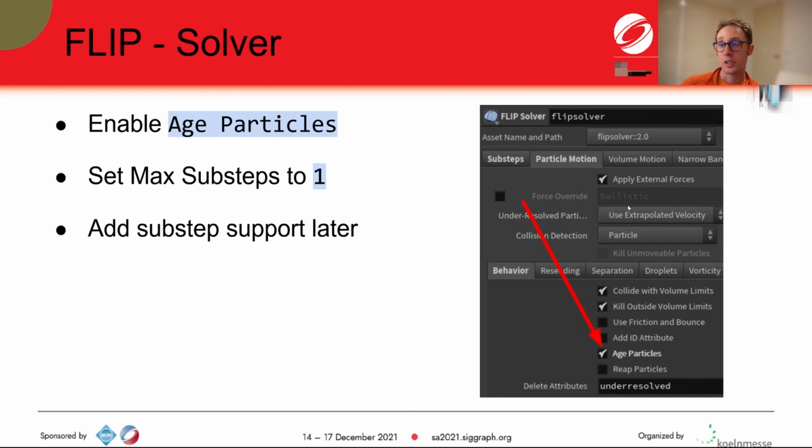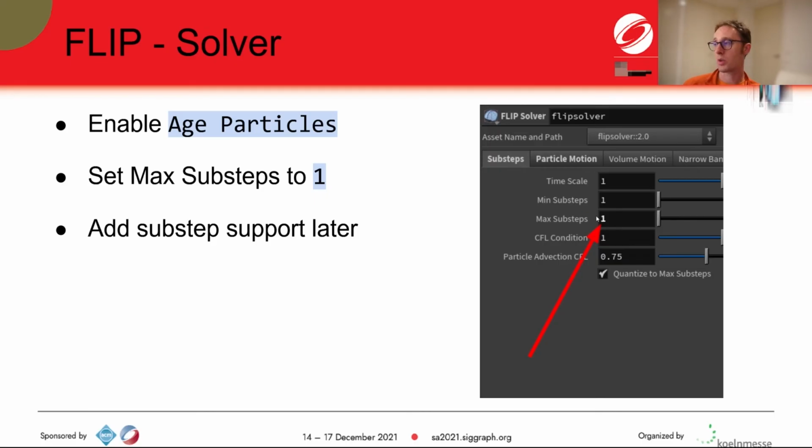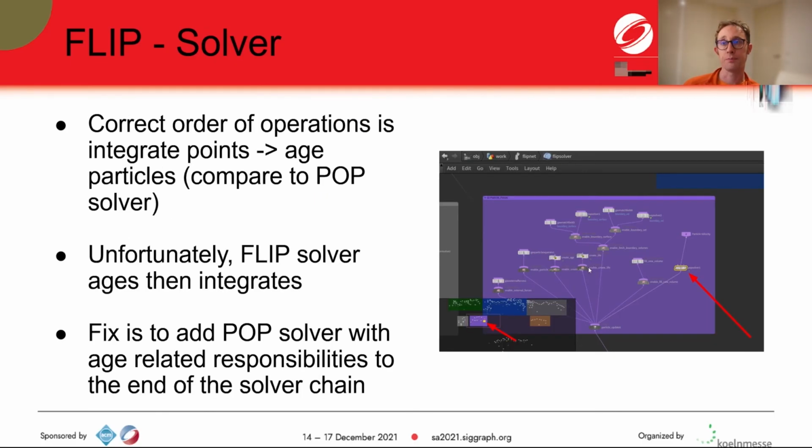So for the solver, the changes here are pretty simple. We just want to enable age particles here. Probably want that to always be on. And then to start, we're just going to set the max substeps to 1. We'll add substep support in a minute. So this is inside the flip solver.